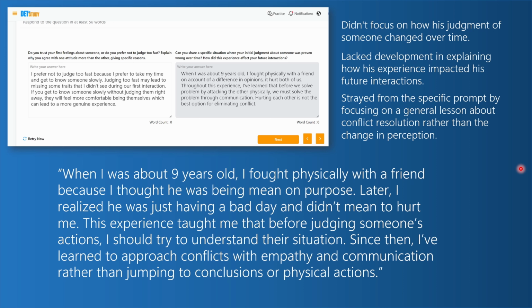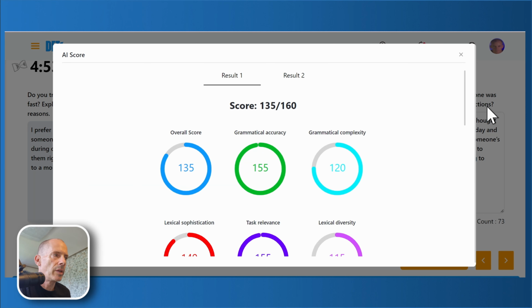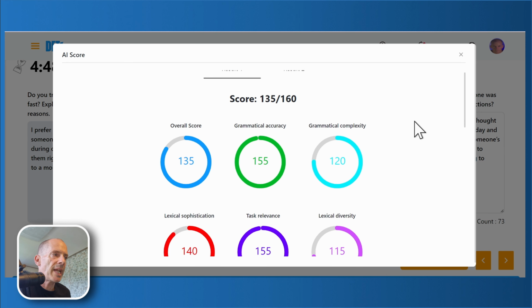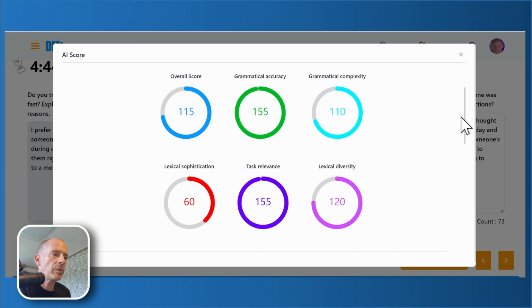Now let's see how this does when we run it through AI. Okay, so we've got the new response in, and let's take a look at our results from AI, focusing on task relevance. Okay, good. We have the 135 on the first one, and then when we move to the second response here, we can see now that it wasn't perfect. Well, actually, here we go. The task relevance was great.